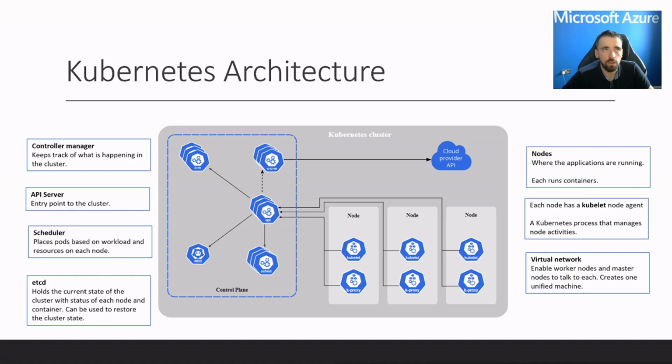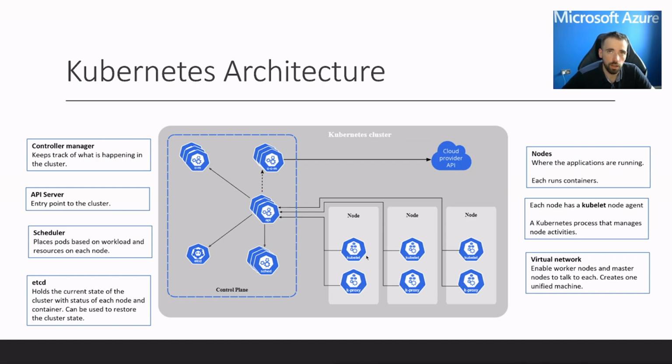So let's take a closer look at the Kubernetes architecture and some of the fundamental roles. Over here on the left, we've got the control plane, and this encompasses various different roles that are responsible for managing the Kubernetes cluster and coordinating our containers across our nodes. We have the control manager, and this keeps track of what is happening in the cluster. We've got the API server, and this is the entry point to the cluster.